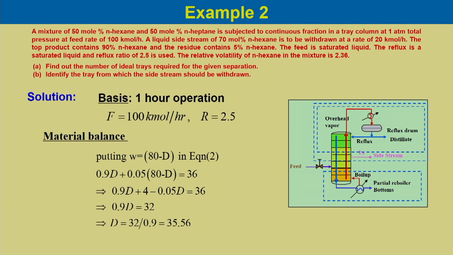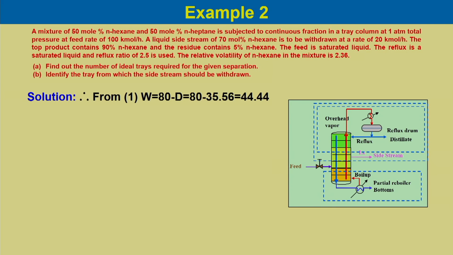we can get distillate is about 35.56 kilomole per hour. So, this is distillate, and similarly we can calculate the bottom product which is 80 minus D, which is equal to 80 minus 35.56, which is 44.44. So, W is known to us and distillate is also known to us.